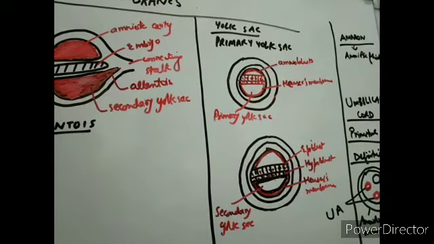Then definitive yolk sac is formed. So after the folding of the embryo, the secondary yolk sac will give two cavities. The intraembryonic cavity forms the gut, and the extraembryonic cavity forms a definitive yolk sac, which are connected by the vitellointestinal duct.